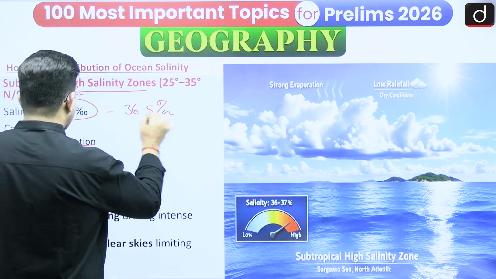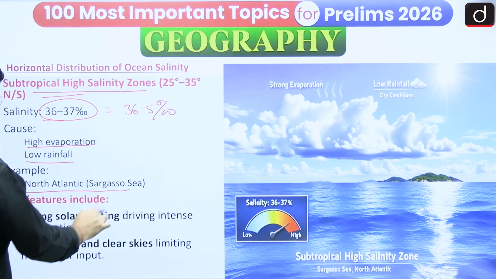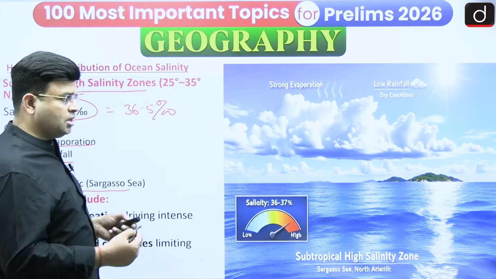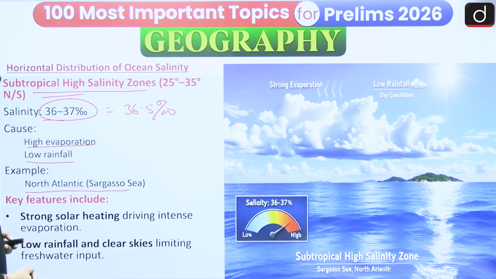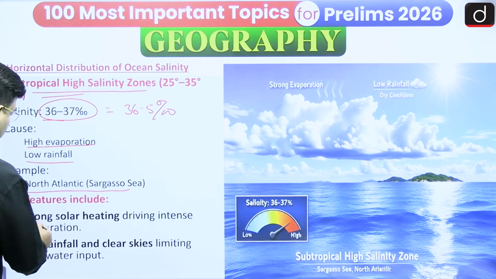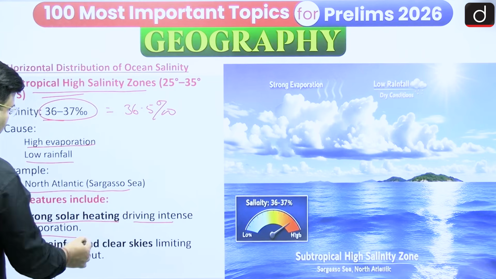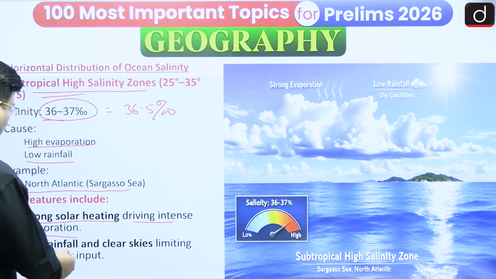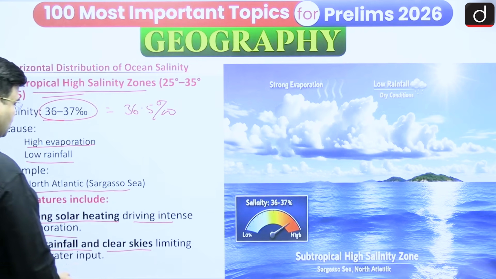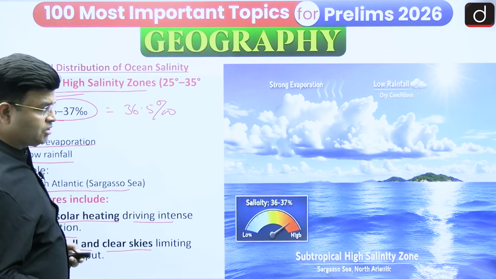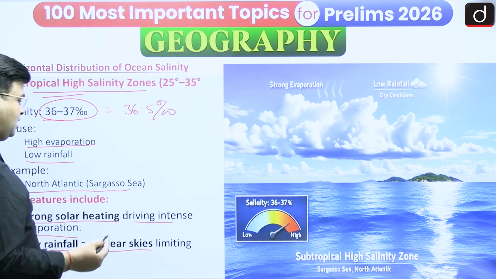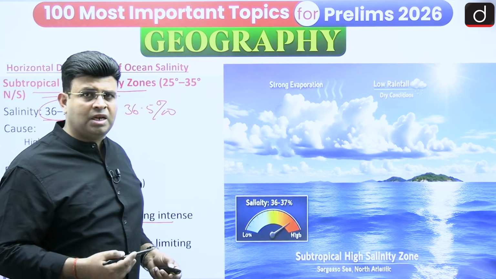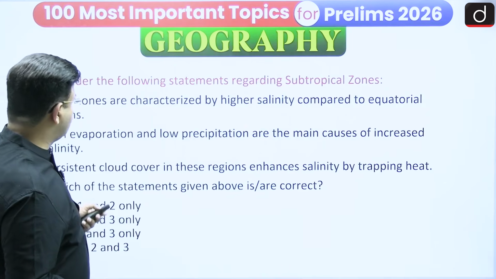Is it okay? So, in the North Atlantic Sargasso Sea, near America, it is coming under the subtropical high pressure zone, and that is a high salinity region. So what are the key features? Strong solar heating driving intense evaporation, means heating is more and therefore evaporation is more, and low rainfall and clear sky. Low rainfall and clear sky means there is no cloud formation, so the sky is clear, and because of that fresh water is not mixing, and if the fresh water is not mixing, the salinity will be high. So this region has more salinity.